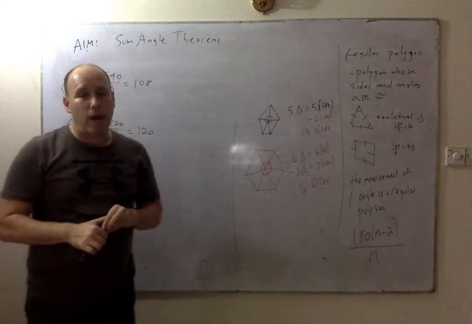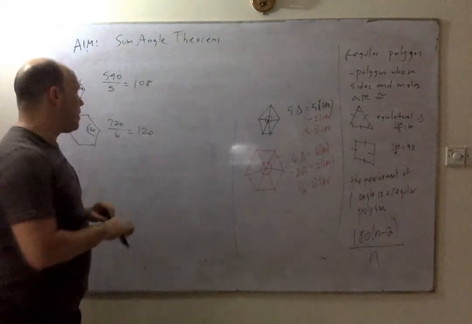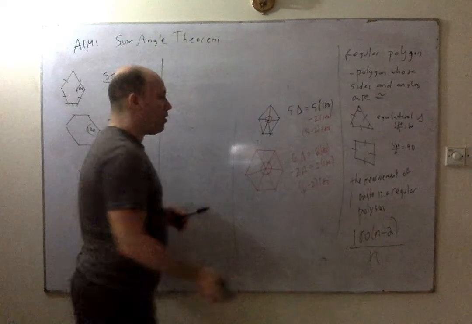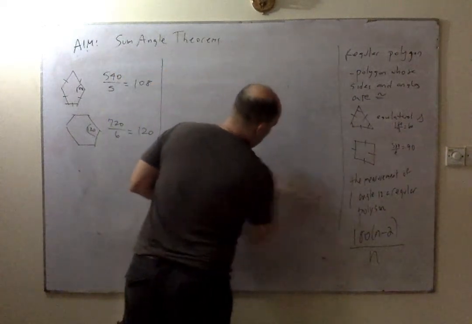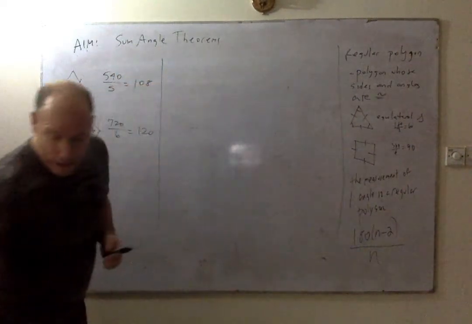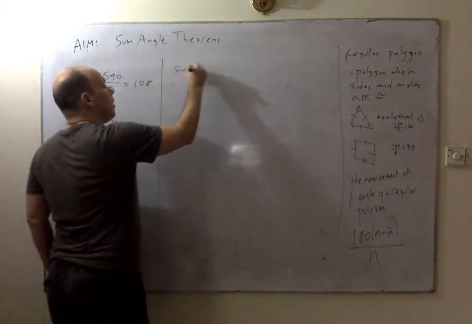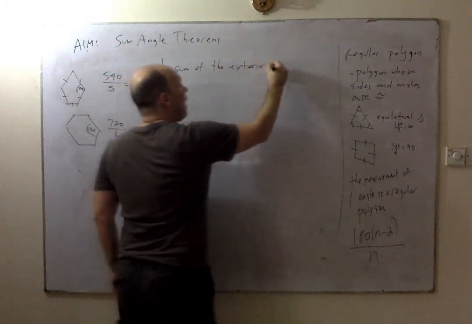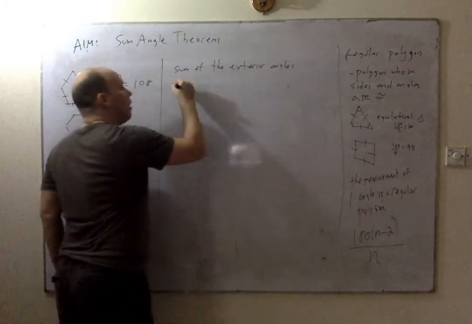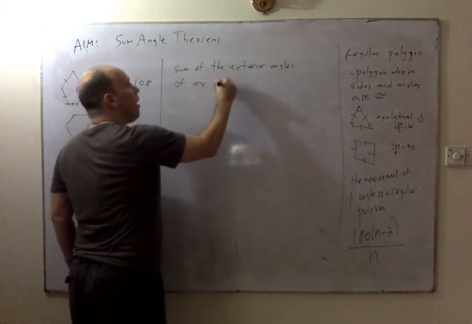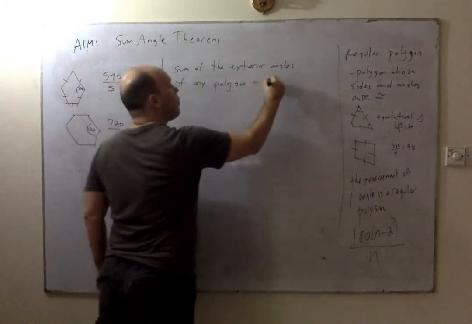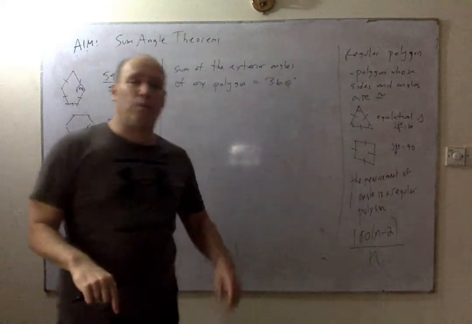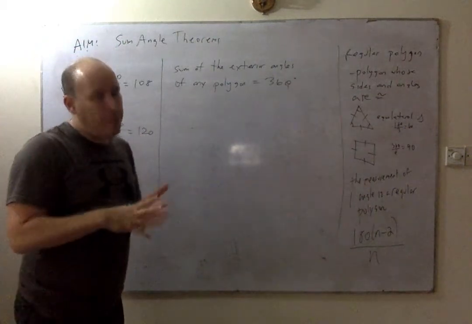The third part of the first chapter of 6 is looking at exterior angles. We want to know what the sum of the exterior angles is. The sum of the exterior angles of any polygon equals 360 degrees. Now, I want you to think about ways you can prove this on your own, but I'm going to show you a couple of examples.